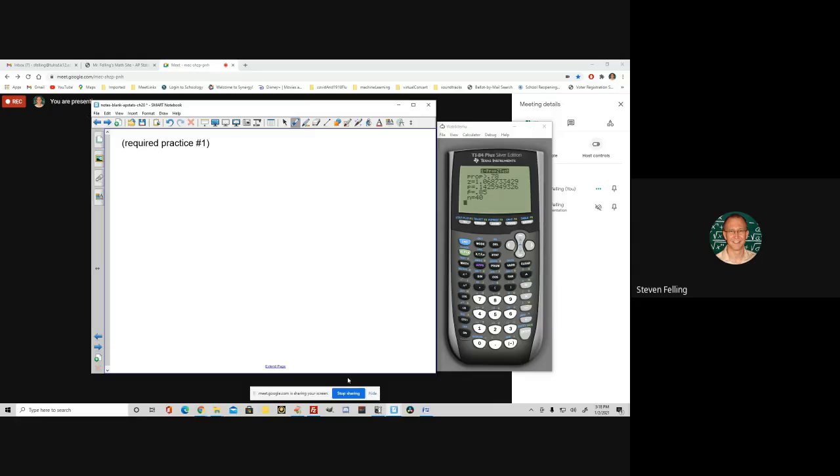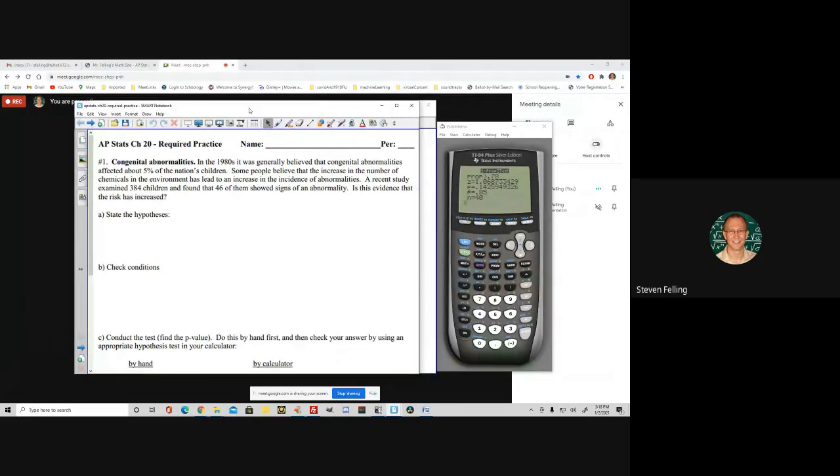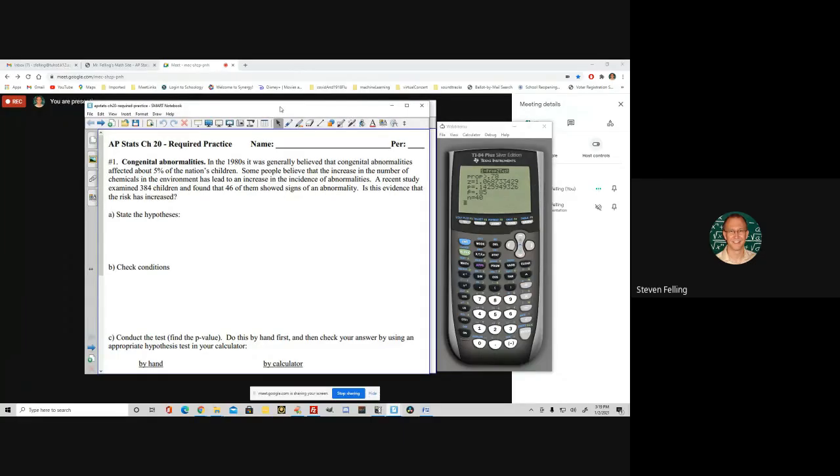We may or may not actually do this in the actual class, but depending on the time, I'll go ahead and go through it now because I might be referring people in the live class to this to get the solution. The first one says congenital abnormalities.